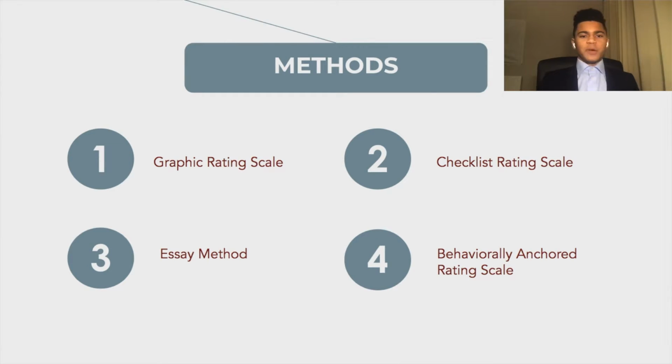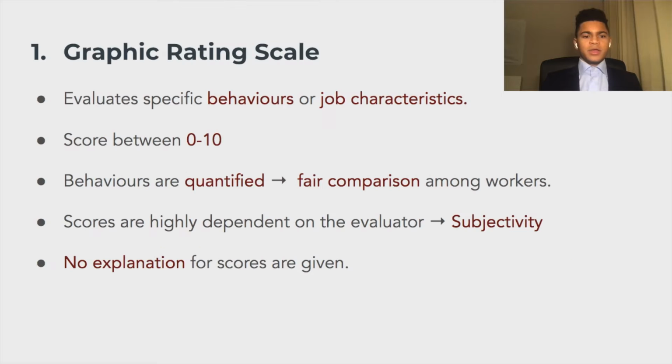We were given four options for appraisal methods to choose from: the graphic rating scale, the checklist rating scale, the essay method, and the behaviorally anchored rating scales. The graphic rating scale is where the evaluator would evaluate specific behaviors or job characteristics and rate them on a score of 0 to 10. This method allows for fair comparison amongst workers as behaviors are quantified. However, the scores are highly subjective and the evaluator may not accurately reflect an employee's performance.